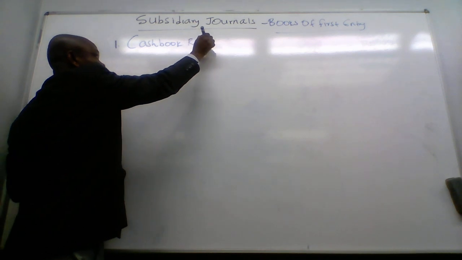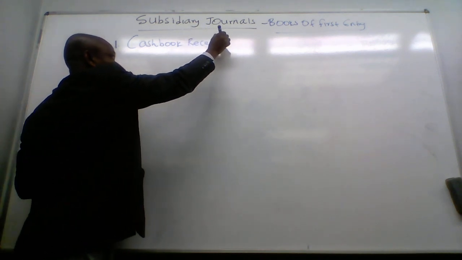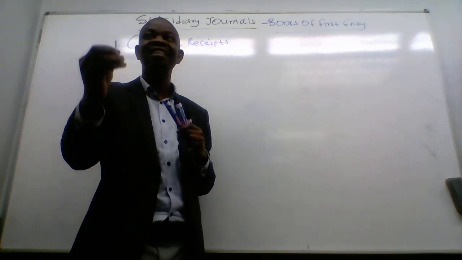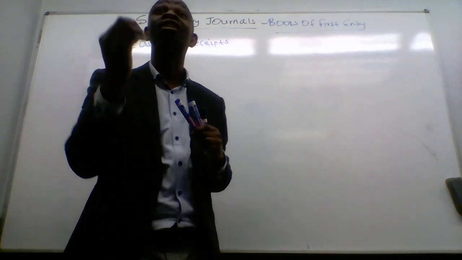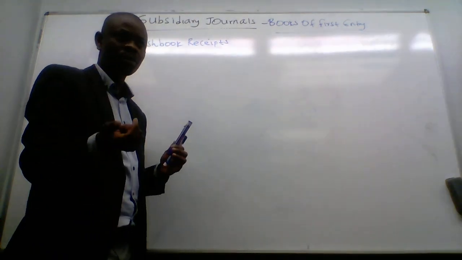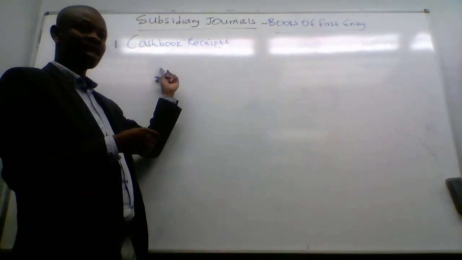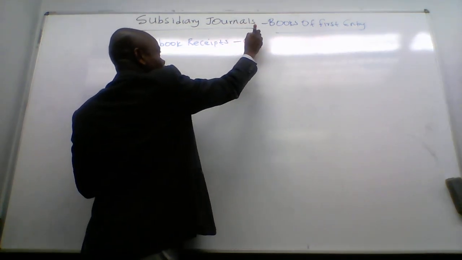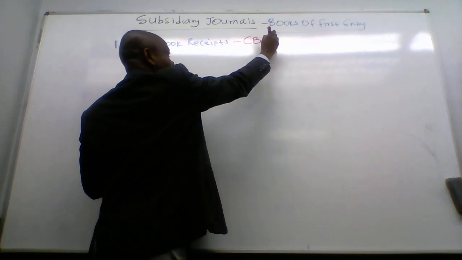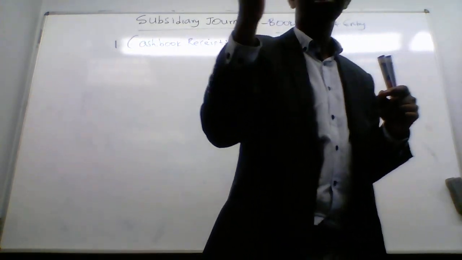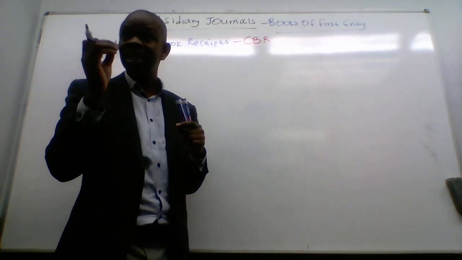Cash book receipts. Guys, this is formally known as the cash receipts journal. You can still call it that, but remember it depends on the book. In this book, we call it cash book receipts. And in short, you will see that we normally call it CRJ. CRJ stands for cash receipt journal.